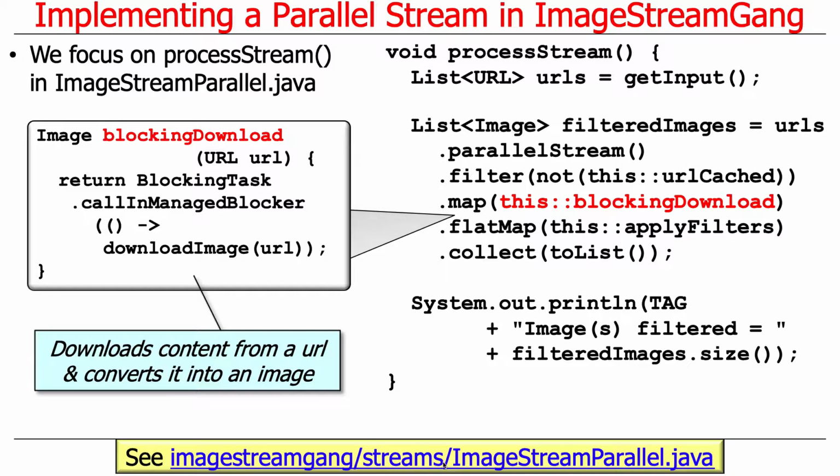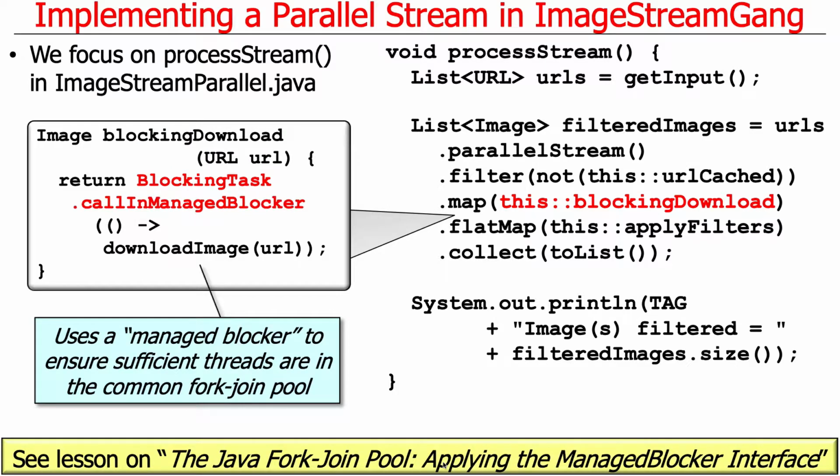So here's what blocking download looks like. Blocking download, as the name suggests, can block. It's going to download all the content from a URL and convert it into an image. There's a helper method called downloadImage, which takes a URL and returns an image. Image is my data structure that keeps track of image-related data. And under the hood, it uses something called BlockingTask call in ManagedBlocker.